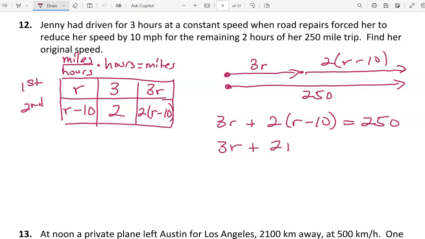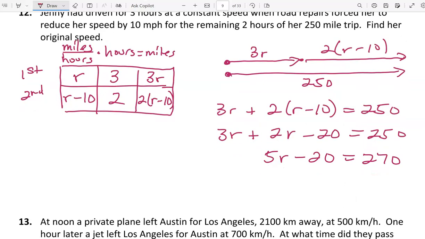Let's use the distributive property of multiplication over subtraction. Combine like terms. And then, oops. Sorry, I made a boo-boo there. And then add 20 to both sides. And then we've got to divide 5 into 270. Let's do that right here.